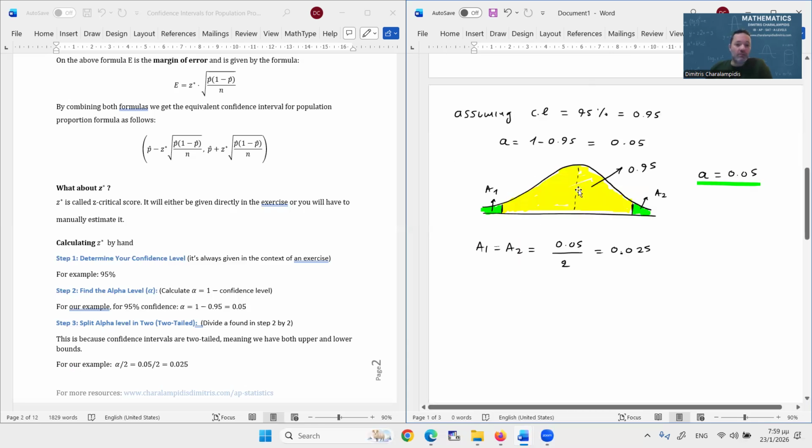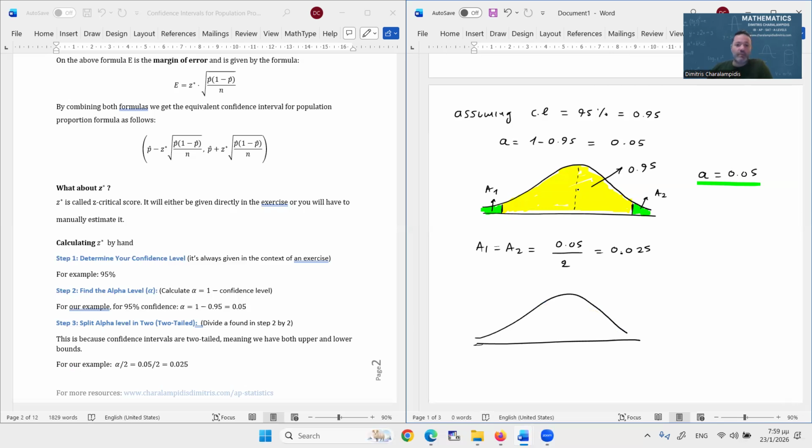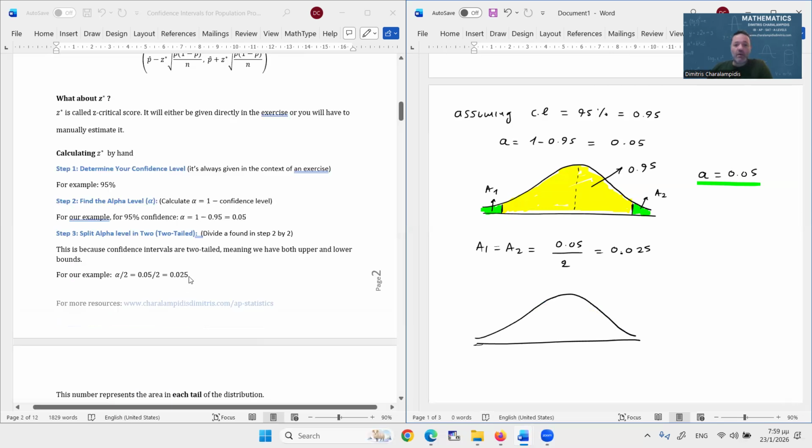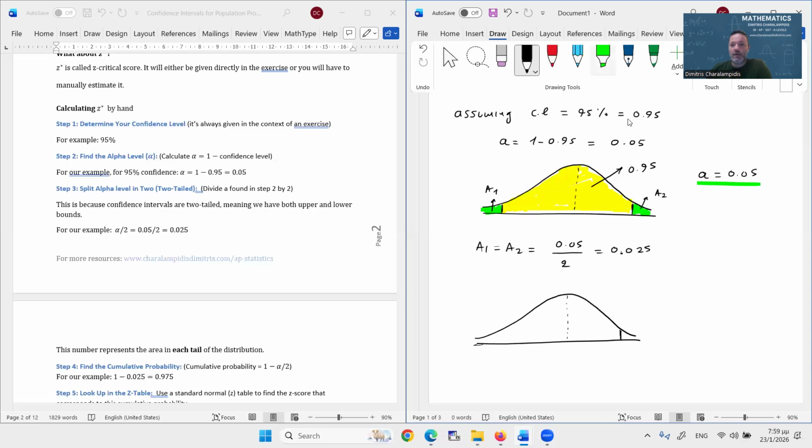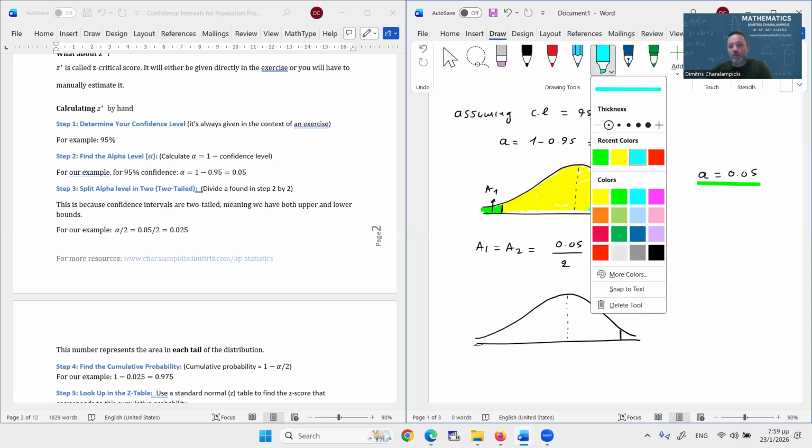What I'm going to do now is go to the z-scores and estimate the entire area from minus infinity up to this point. So I'm going to calculate all this.